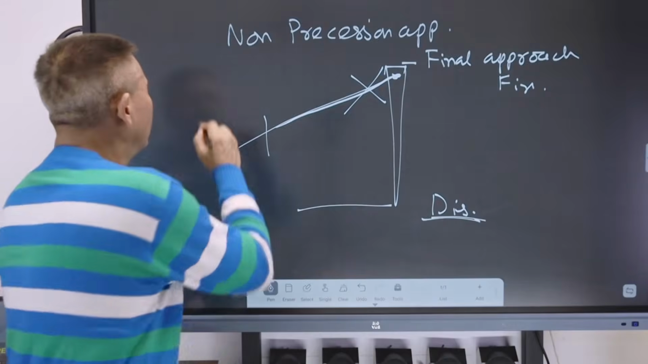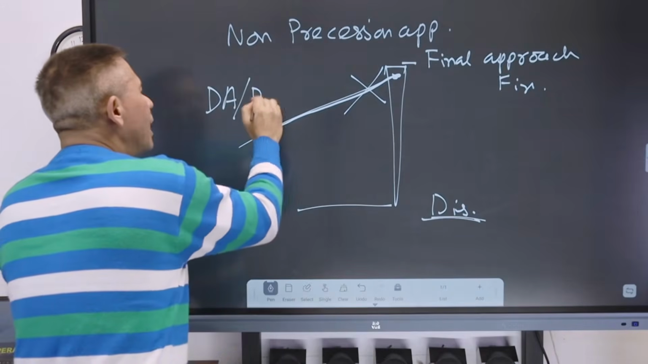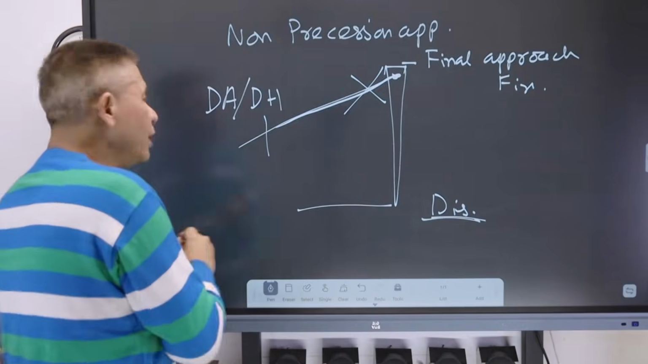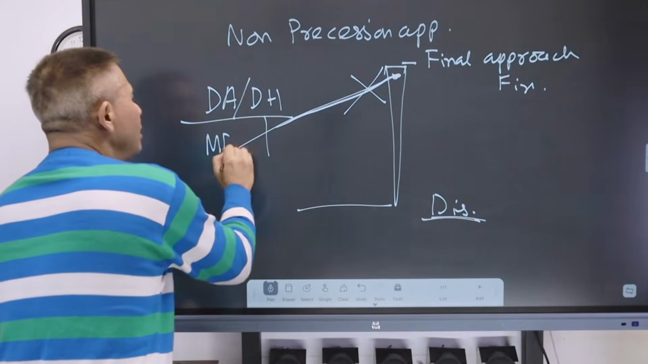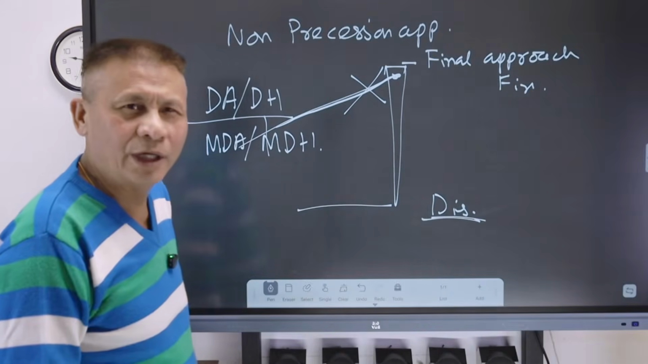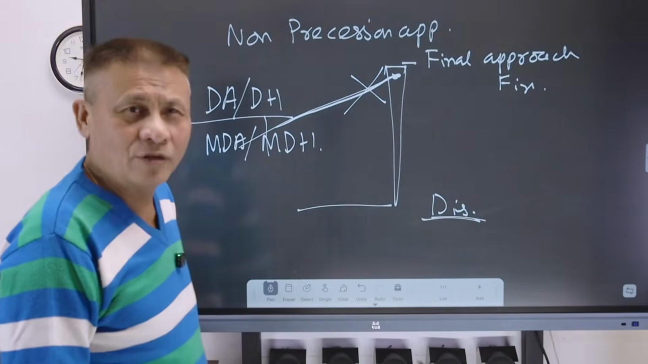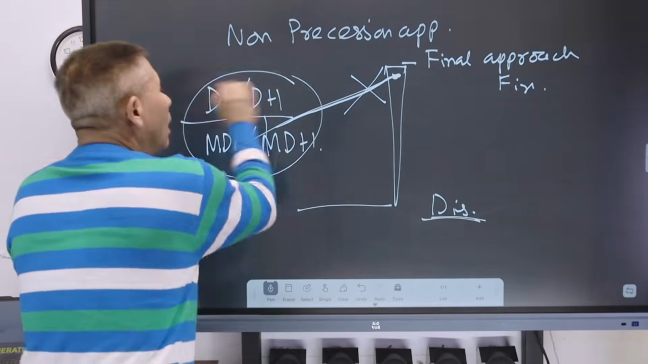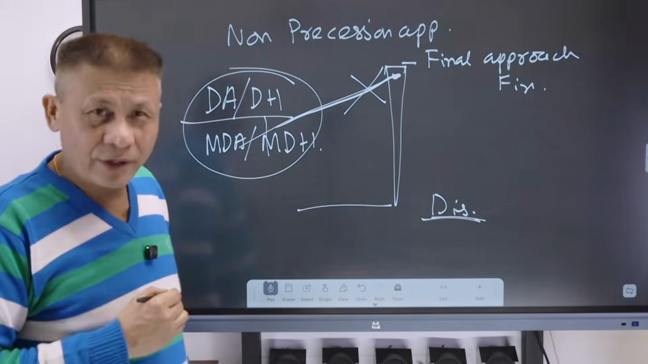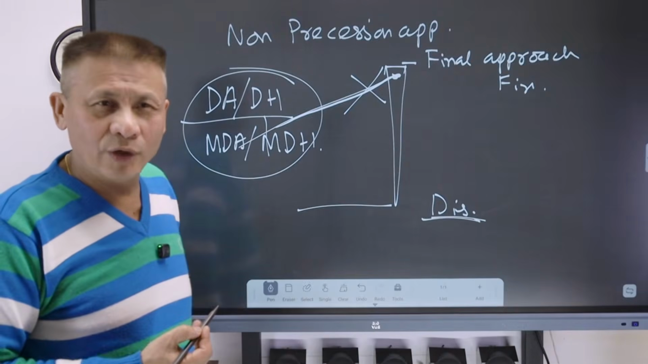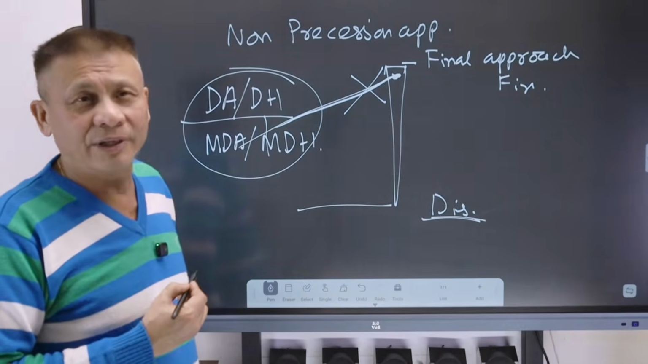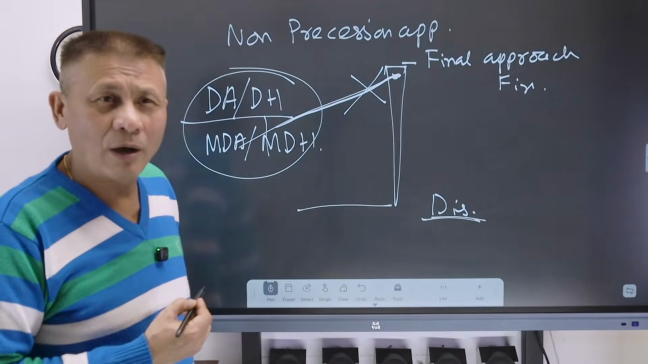That minima is your DA or DH in case of a precision approach, that is decision altitude or decision height, or in case of a non-precision approach, it is MDA or MDH. You are allowed to continue your descent up to DA or DH or MDA or MDH. At that point, a pilot is required to look out for the visual references. If you are able to establish the visual references, then you can continue the approach and land. And if you are not able to establish the visual references, then you need to carry out the missed approach procedure.